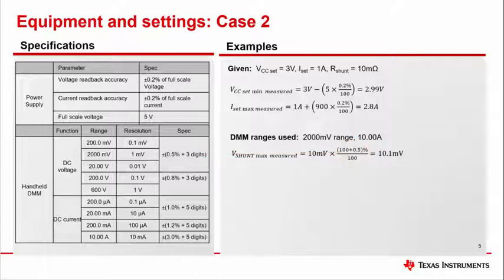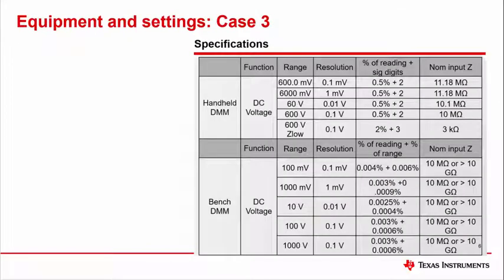If we then use this measured value to back calculate the ISET, we get a current of 1.01 amps versus our theoretical set current of 1 amp. Using the handheld DMM to measure the current using the 10 amp range, we could measure a current of 1.03 amps. Although a handheld DMM can be used to make measurements, absolute accuracy is limited.